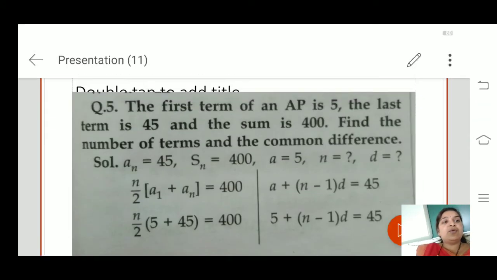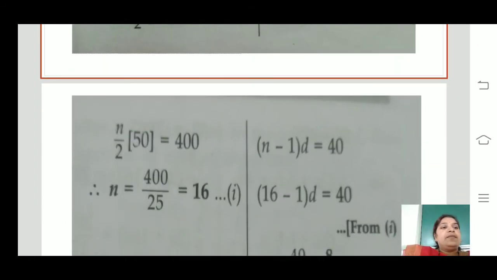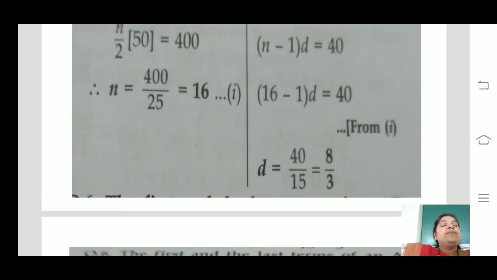Now secondly, to find d we are solving an. We know formula for an, that is a plus n minus 1 into d, that is 45. Now simplify this further. After simplification we get d equals to 8 by 3, which is the required answer. Okay, now let us proceed.